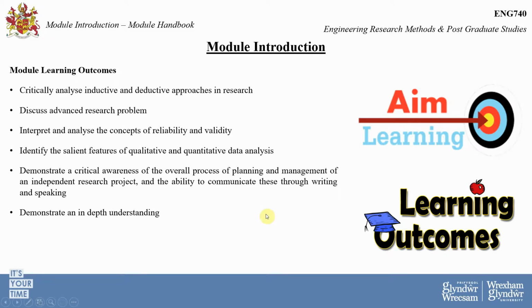The learning outcomes, which will be assessed through 2 assessments, are to critically analyze the inductive and deductive approach in research, discuss advanced research problems, interpret and analyze the concepts of reliability and validity, identify the salient features of qualitative and quantitative data analysis, demonstrate a critical awareness of the overall process of planning and management of an independent research project and the ability to communicate these through writing and speaking, and demonstrate an in-depth understanding.